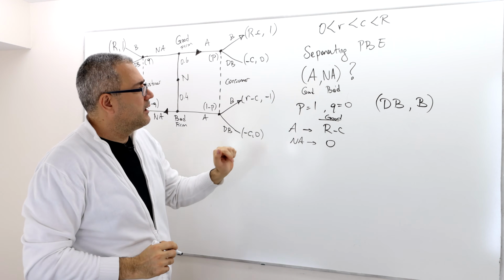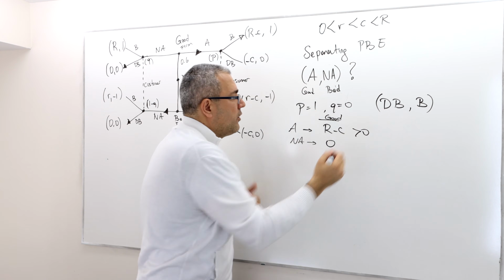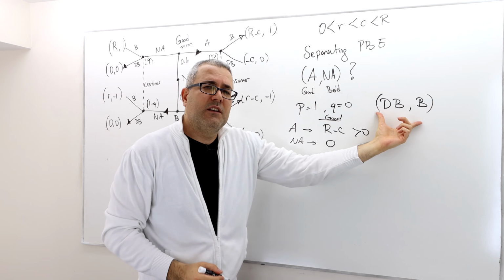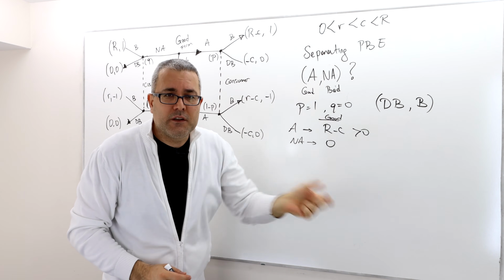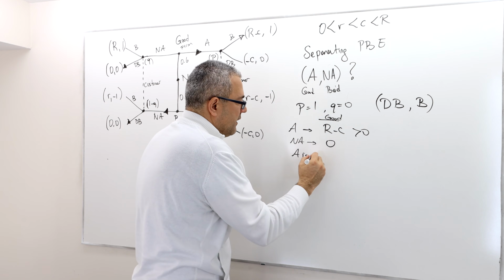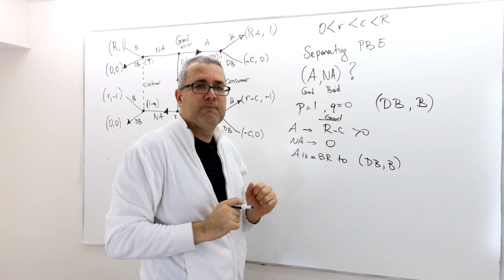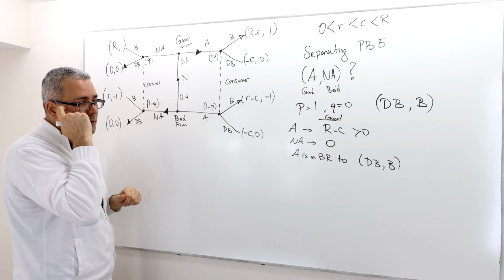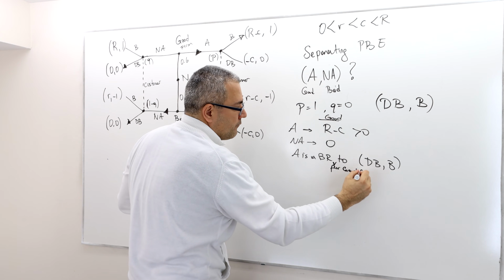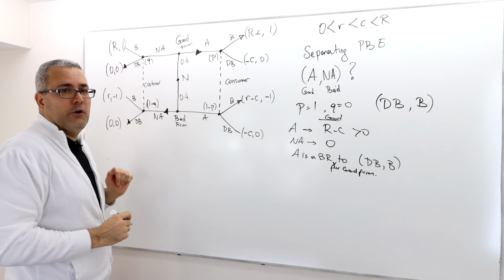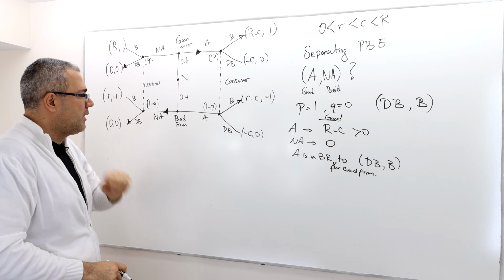Well, which one is higher? R is greater than C, so R minus C is positive. So given that these are the strategies of the consumer, the good firm will actually advertise. So A is a best response to DBB. Good. A is a best response for the good firm. Well, what about the bad firm? We're done with this. So the good firm is in fact best responding. What about the bad firm?